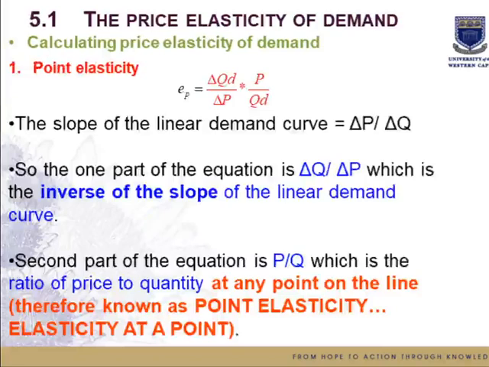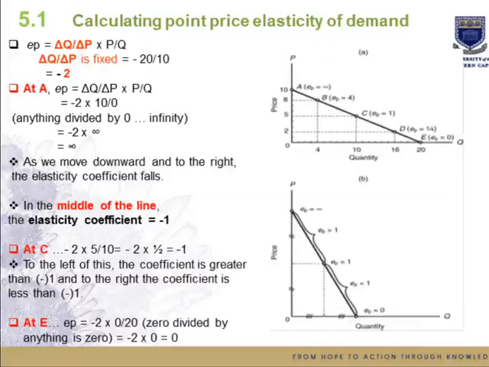Looking at the simplified formula for price elasticity of demand we have derived, you will notice that the formula has two important parts. The first part shows the inverse of the slope of the linear demand curve, whilst the second part reflects the ratio of prices to quantity at any point along the curve, hence the name point elasticity. Let us use an example to calculate price elasticity of demand using the point method.